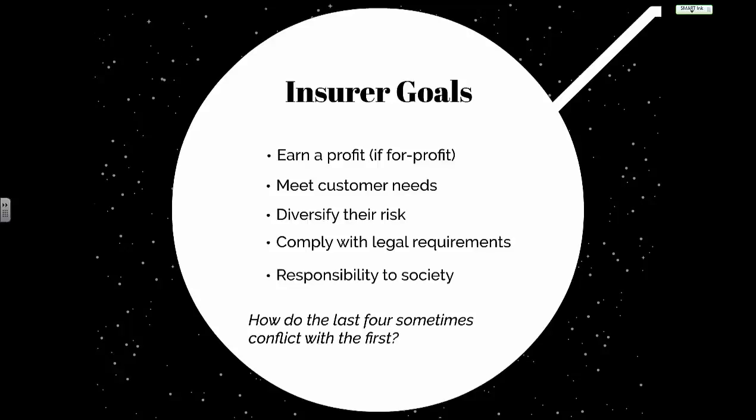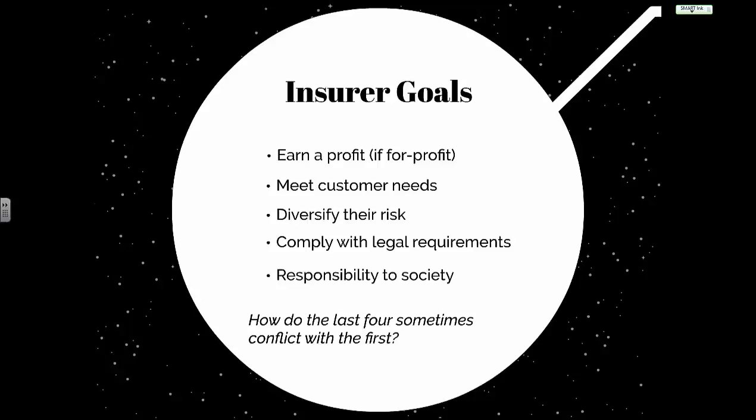It can be costly to meet customer needs and to diversify risk by going to different parts of the country and ensuring different kinds of exposures. And of course, complying with legal requirements involves a cost and meeting a responsibility to society. But in the long term, if insurers don't meet the last four goals, they will not be successful because they won't be able to be competitive.